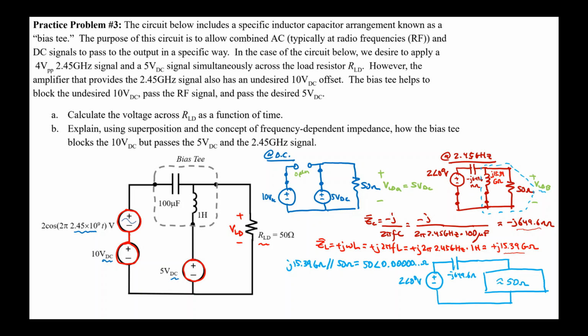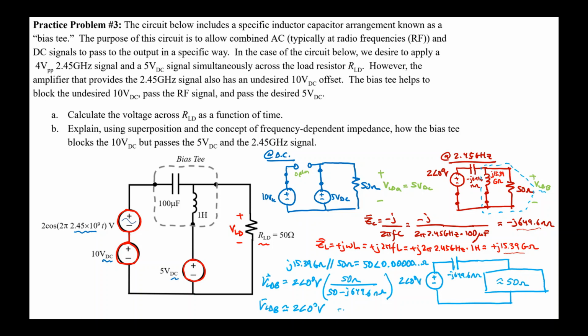If I were to do a voltage divider rule on this circuit, where V load B is equal to 2 angle 0 degrees volts times 50 ohms over 50 minus j 649.6 nanoohms, then I'll obtain that V load B is essentially just 2 angle 0 degrees volts. 50 ohms is much larger than the contribution of the 649.6 nanoohms. That is, we essentially pass all of the AC RF signal to the output, which was our desired goal.